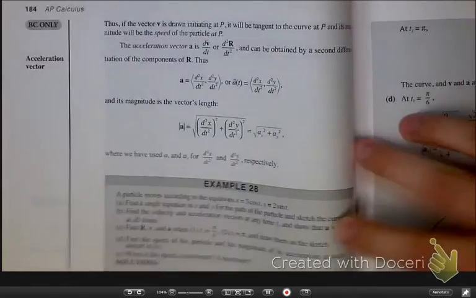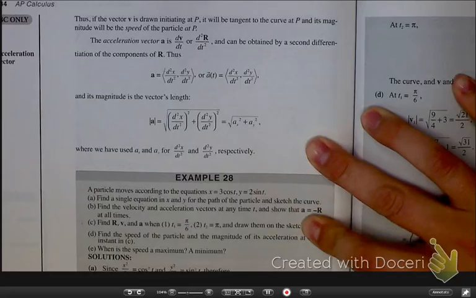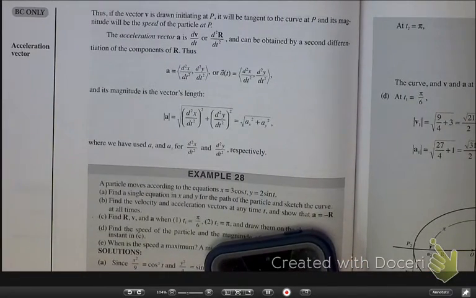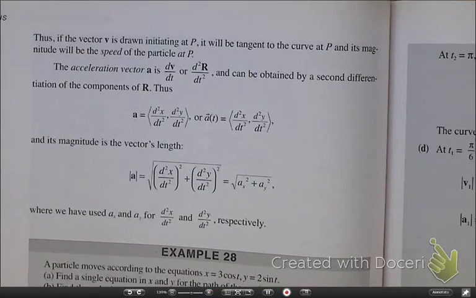So this is kind of like the end of the notes section for vectors. We'll do some examples after this, but you have to know these couple formulas as well. It says, thus, if the vector v is drawn initiating at P, remember that P is the point on the graph, r is the vector going from the origin to the graph, p is the actual point on the graph. If the vector v is drawn initiating at p, it will be tangent to the curve, and its magnitude will be the speed of the particle at p.